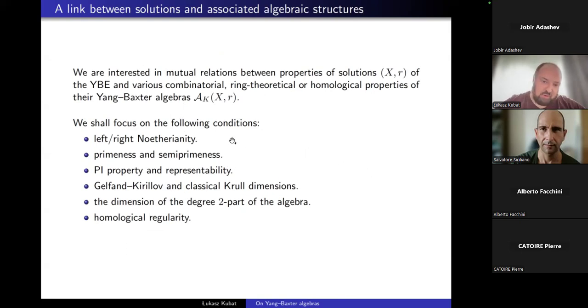I will try to tell you something about the Noetherian condition, about primeness and semi-primeness, about when such algebras satisfy polynomial identities and when such algebras can be embedded in matrix algebras. I will give you some information about classical dimensions for algebras, what the dimensions are in this case. And then, having enough time, I will try to say something about homological regularity of such algebras.